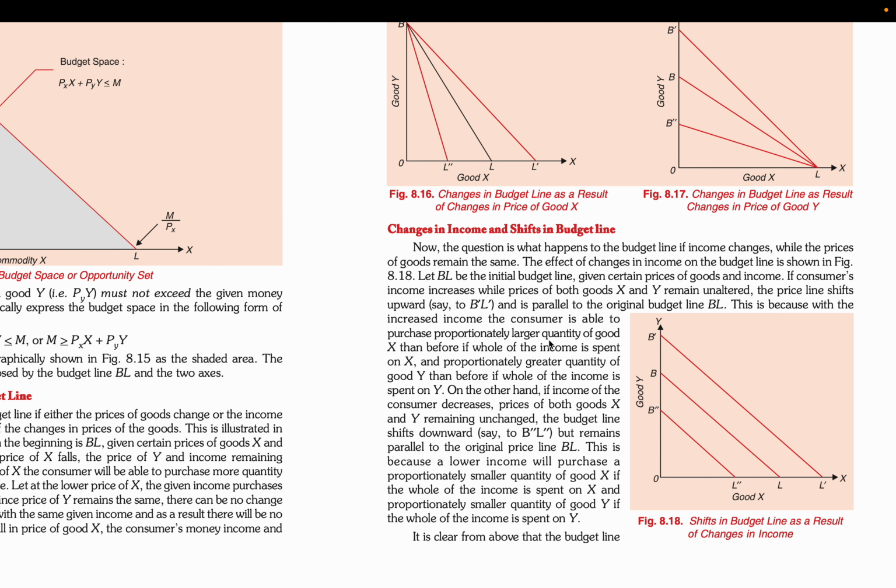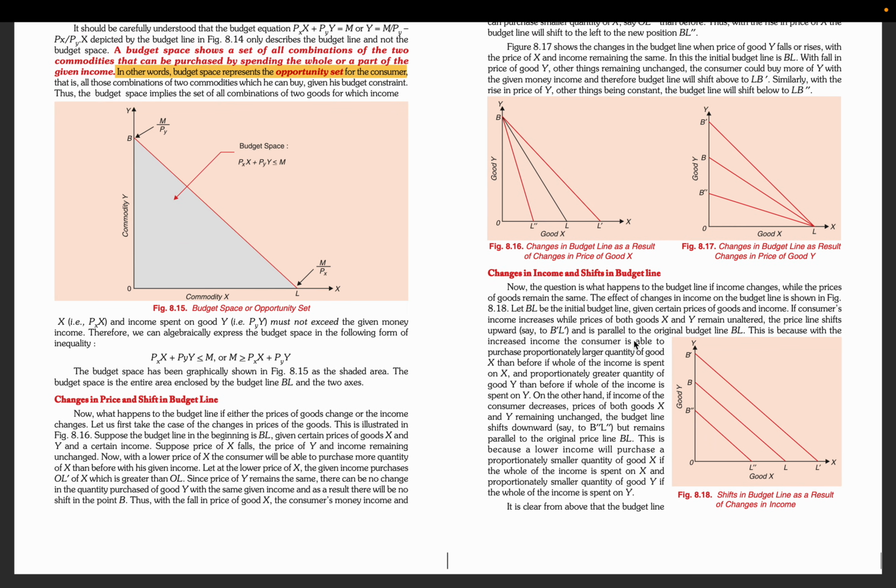This is because with increased income, we are able to purchase a proportionately larger quantity of X than before if the whole of the income is spent on X, and a proportionately greater quantity of Y than before if the whole of the income is spent on good Y. So basically the intercepts were M by Px here and M by Py here. So if M itself is increasing, then the whole point is going to shift, right? From B we move to B dash. Same is the intuition for B double dash, L double dash.